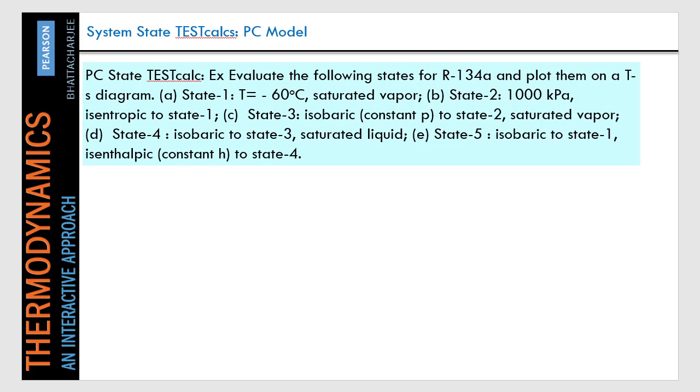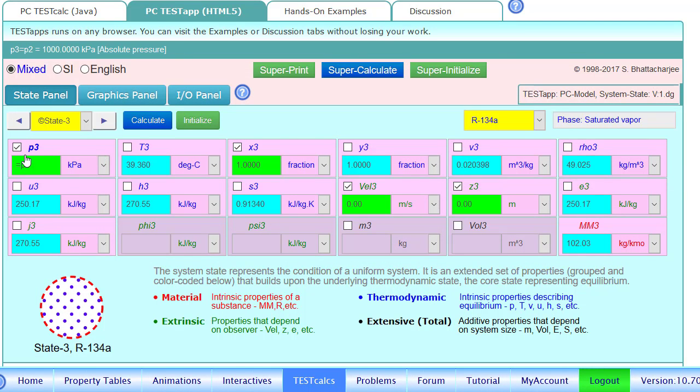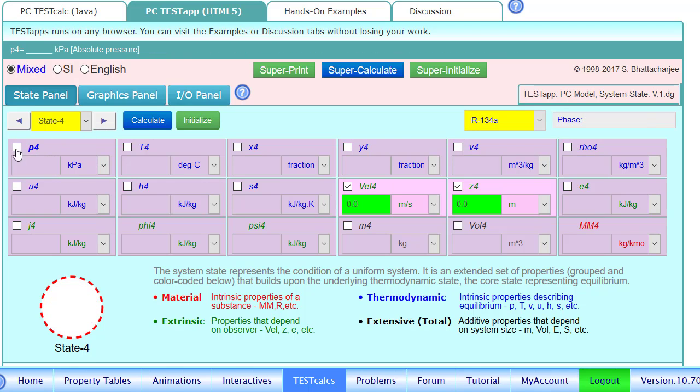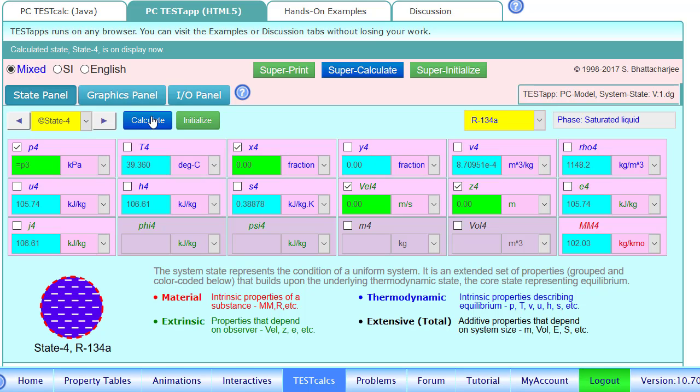Alright, next is state 4, which we are given as isobaric to state 3 and saturated liquid. So we switch to state 4 up in the left, and it's isobaric to state 3, which means P4 equals P3. And now it's saturated liquid, so this vapor fraction would be 0, which means it would be at the F point on the TS diagram. Okay, and again, we have our two properties, so we hit calculate, and we get the rest of our properties. And up in the right corner, it says saturated liquid.